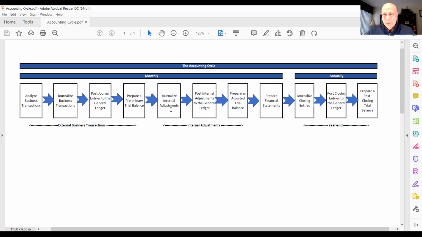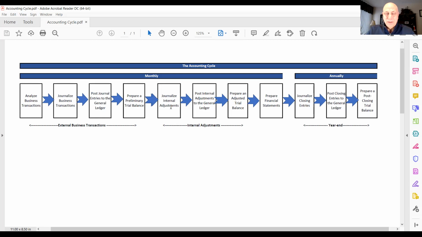Now, in this video, we're going to be talking about journalizing internal adjustments, posting them to a ledger. We're going to use a worksheet to facilitate that. And we're going to arrive at our adjusted trial balance. Then we'll prepare our financial statements. So we're focusing on this section of the accounting cycle.